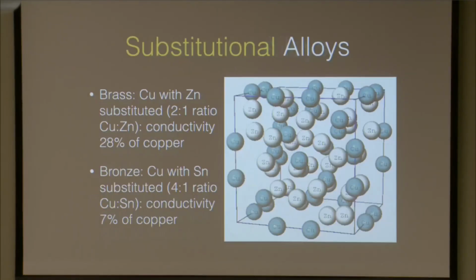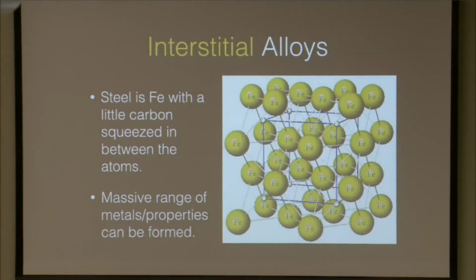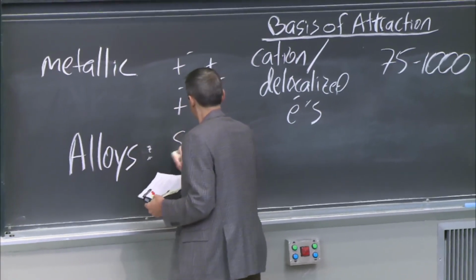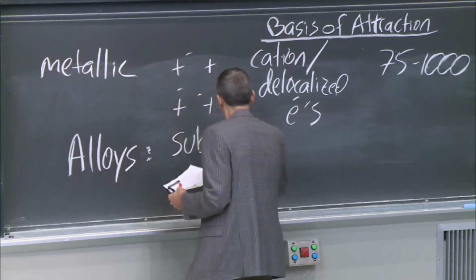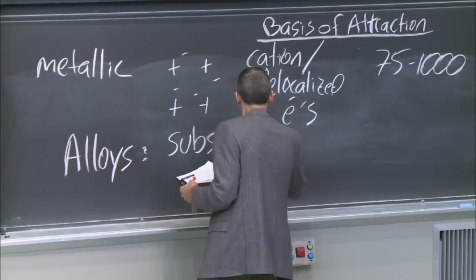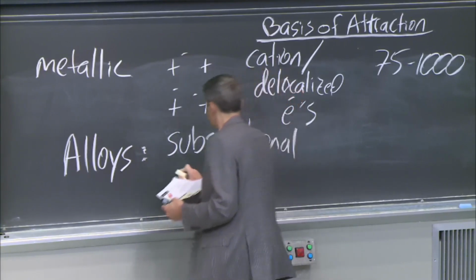Well, those are substitutional. Substitutional alloys means I took one of the coppers out and I replaced it with something else. Here's brass with zinc in there. You can also have interstitial alloys. And interstitial alloys, we'll be coming back to this when we talk about crystals next week, actually when we talk about defects, so you can have substitutional, and you can have interstitial.